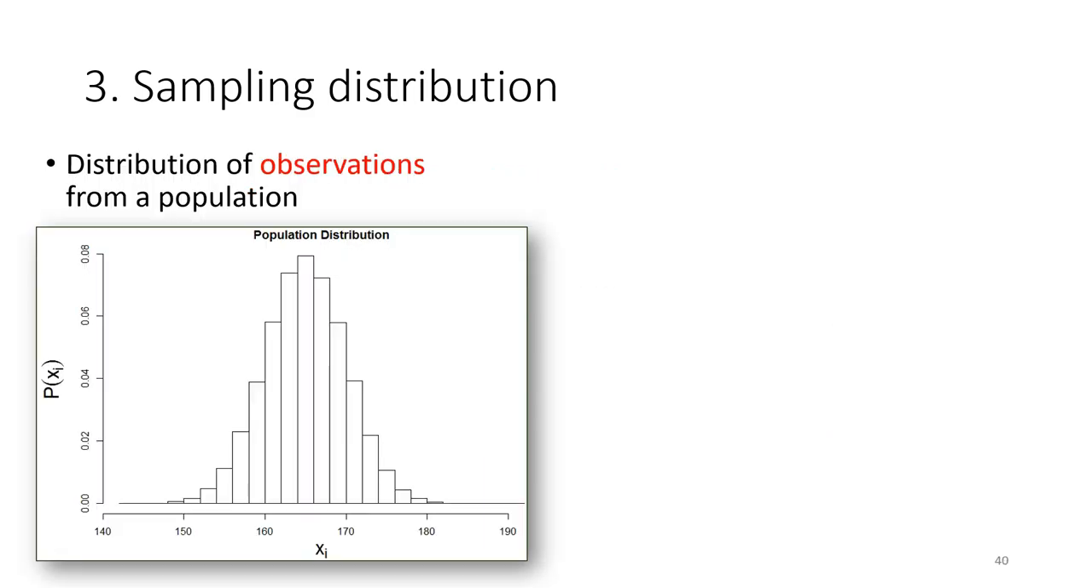So this is a distribution of observations, if you still recall. On the x-axis, we have the observations, each of the observations, and then we have the probability on the y-axis.